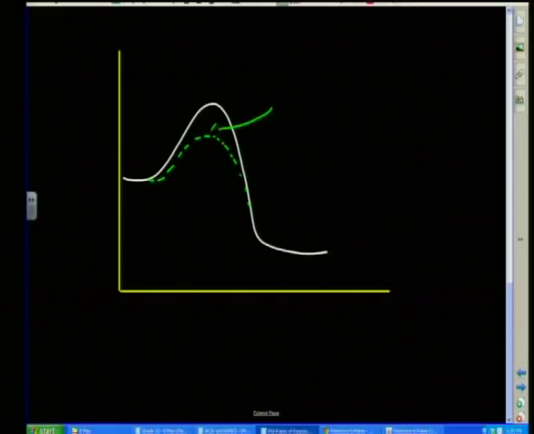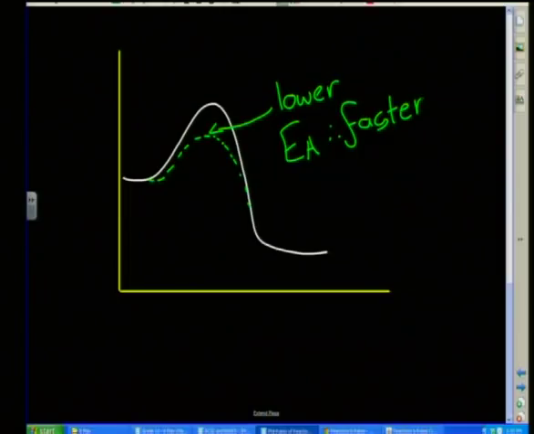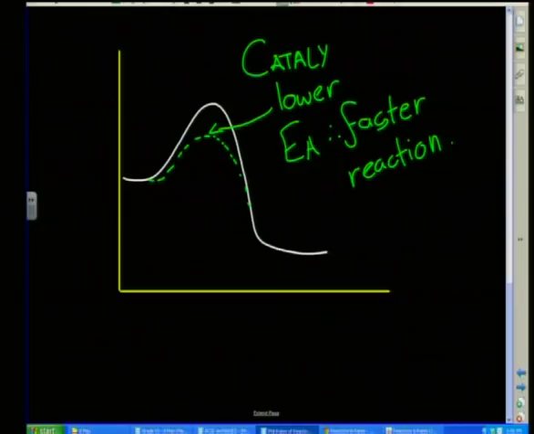What I'm actually going to see is that when I've got a lower activation energy, that means I'm going to have a faster reaction. Because I require less energy, there will be more chemicals which meet the requirements. So a faster reaction is the result of a catalyst. Now, that dotted line over there is because of my friend, the catalyst. There we go. A catalyst is something which is going to speed it up.